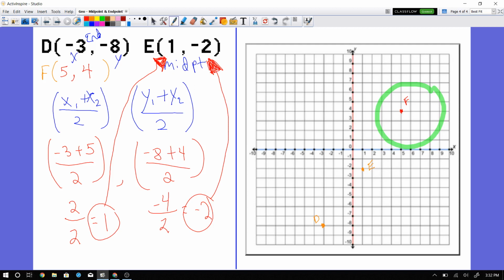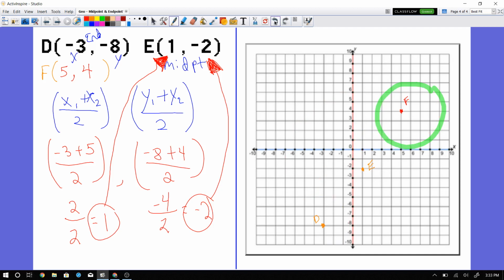So not only did we guess and make an educated decision on where we thought it was going to be, we went through mathematically proved and said, yes, that is where it is. Then we went back and we checked our answer by taking midpoint and endpoint and endpoint to find if E was actually in the middle like it said it was at 1, -2. Check, check, check, check. Okay.